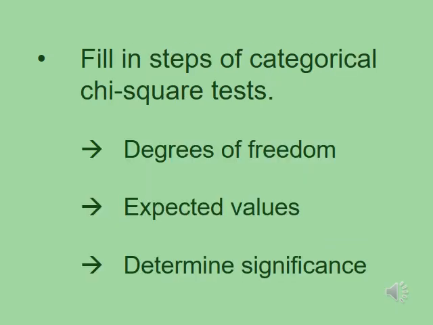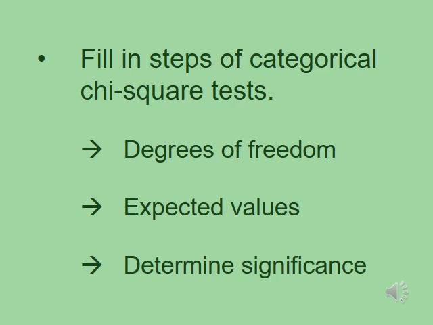There'll also be a couple of problems that involve categorical chi-square tests, the ones where you had like a list of different amounts in categories. There are 3 things you have to do with those. You don't have to do the actual test, but you do need to do some parts of it. You need to be able to answer the question, how many degrees of freedom are there? And again, that's always 1 less than the number of categories. If you had like 10 categories, there would be 9 degrees of freedom.